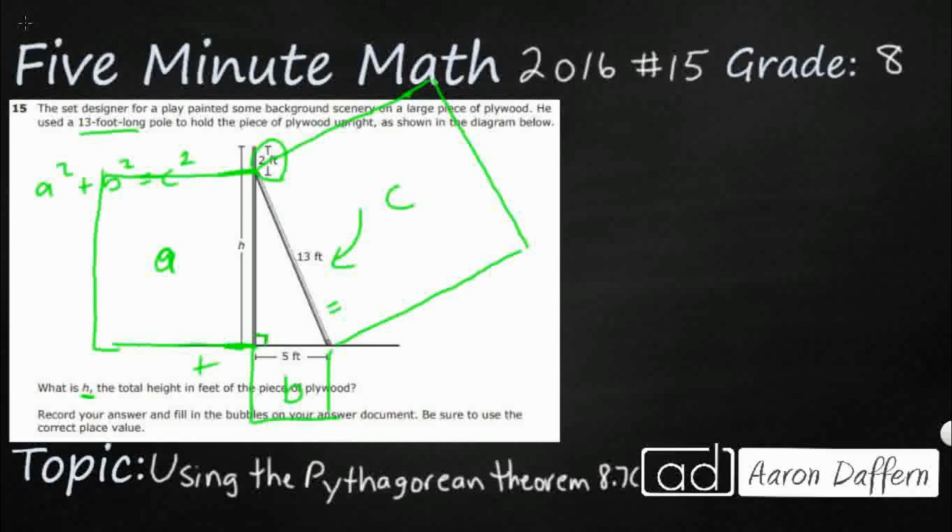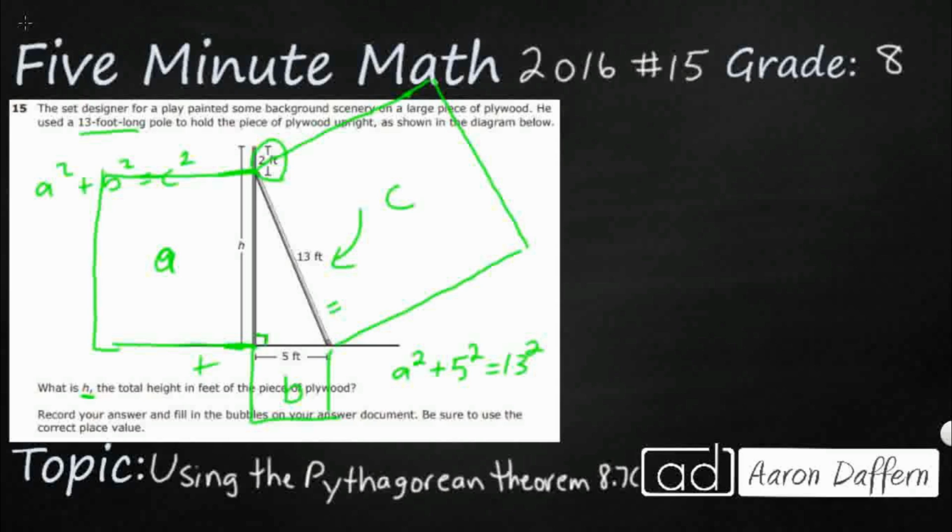So let's plug that in here. So let's just call this a squared. Since h is the whole length, I don't want to call it h. So let's just say a squared plus b is going to be 5 squared equals c squared, which is 13.